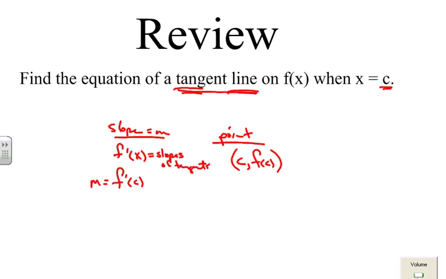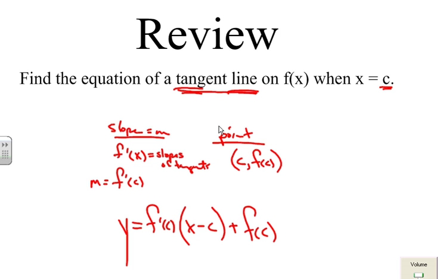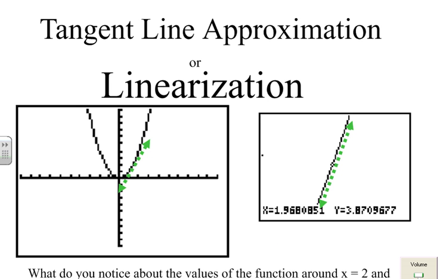Now, going on, we define the equation of our tangent line. We have y equals f prime of c times, this is in point slope form, x minus c, plus our y value, f of c. Some books put it on the other side, but this is how we write the equation of our tangent line.